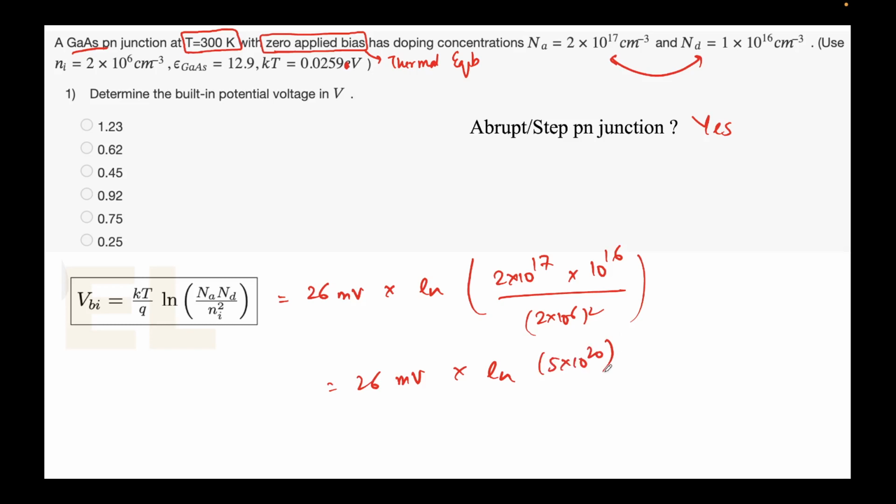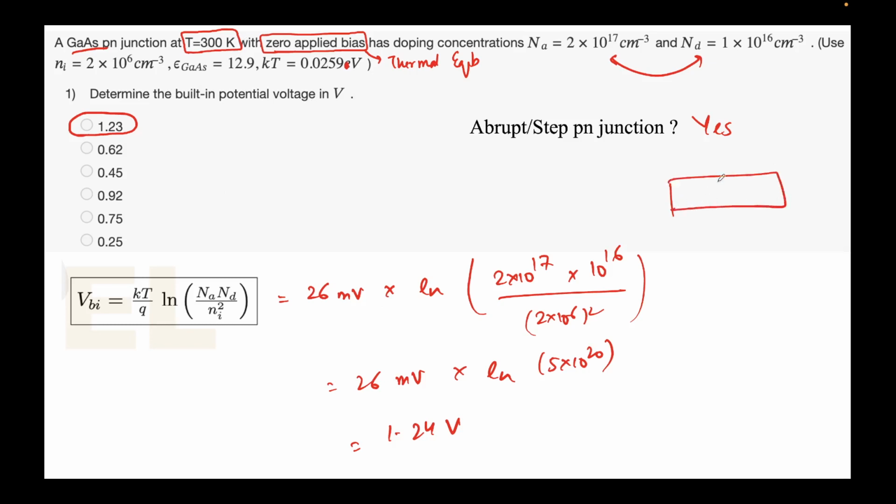Let me just quickly calculate this. So it's coming out to be 1.24 volts. So 1.24 volts, this is a correct option. We found the built-in potential in this PN junction.